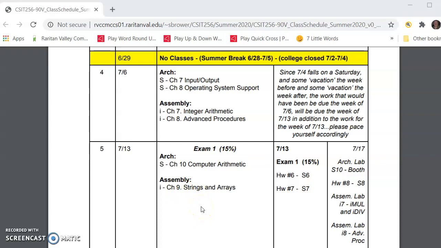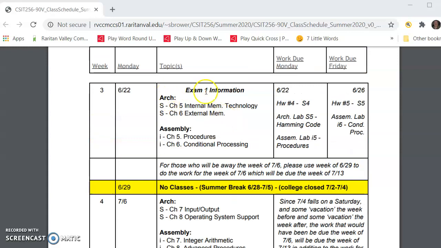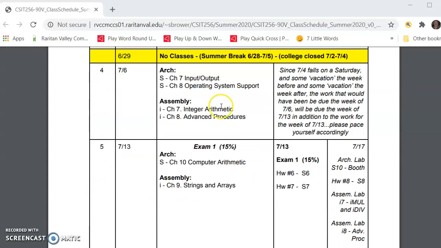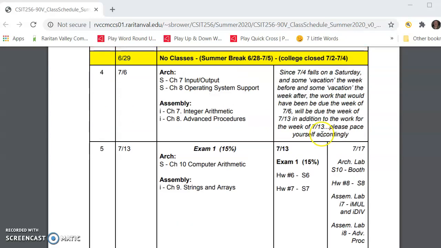Now let's talk about the assignments. The big thing is exam 1, and hopefully that's not a total surprise because the heads up was given back here the week of June 22nd. That exam 1 is this week, week 5.